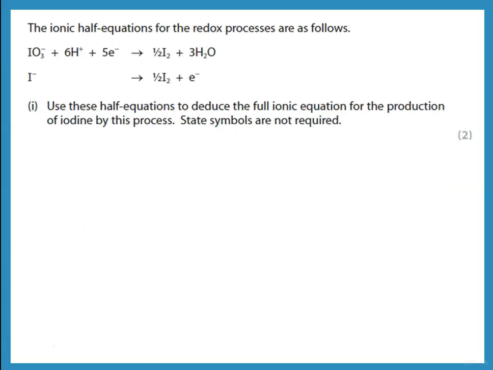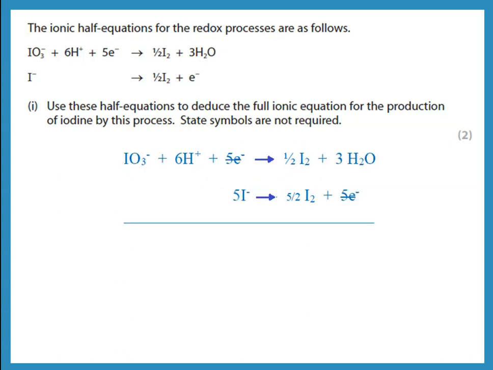The ionic half equations for the redox processes are these. Use these half equations to deduce the full ionic equation. So you're supposed to, I think you already balanced them, so you just need to fix it so that the electrons are the same on both sides of the arrow. So I'm going to multiply the second equation by 5 so that in both equations I have 5 electrons. Then cancel the 5 electrons and add up whatever is left. So this is what I'm left with before the arrow, and this is what I'm left with after the arrow.